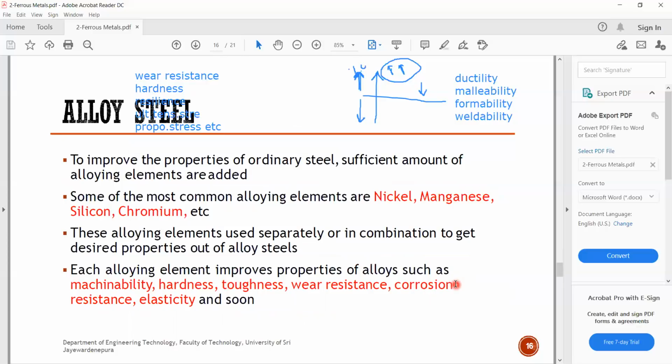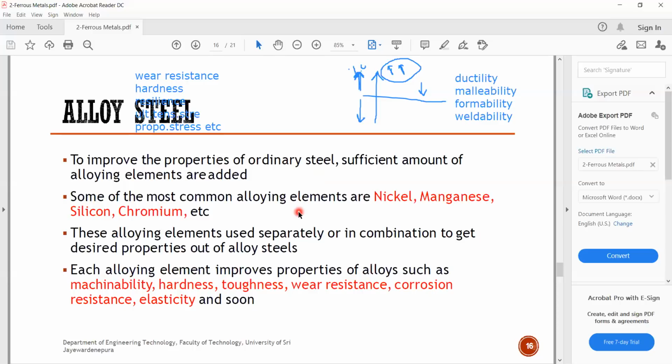Then alloy steel. Alloy steel means, as we discussed earlier, we are adding some alloy elements to the ordinary steel, right? That is called alloy steel. Why are we adding these alloying elements to the ordinary steel? To improve the properties of that particular ordinary steel, right?